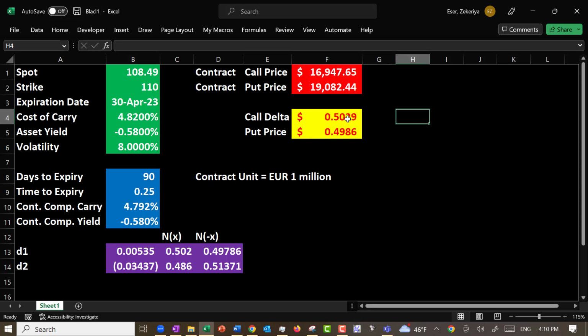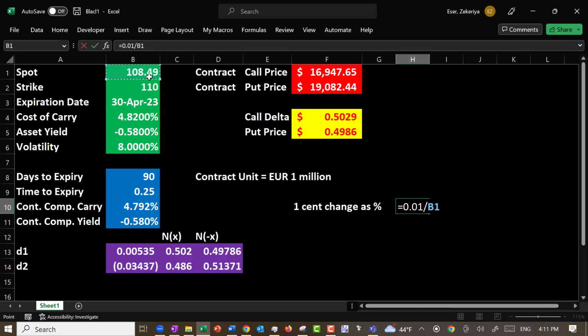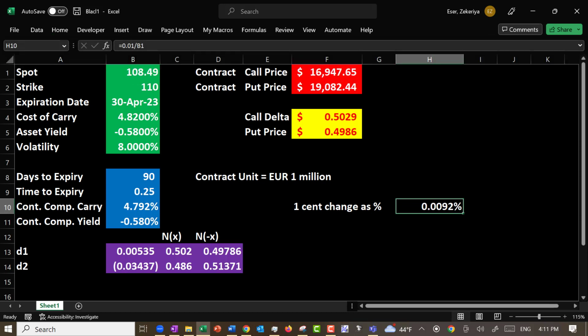Now, I'm going to use delta to kind of guesstimate the change. If I increase the underlying price by 1 cent, okay? 1 cent change as a percentage. If the price changed by 0.01, current price is that, it's 0.92 basis points change, okay?